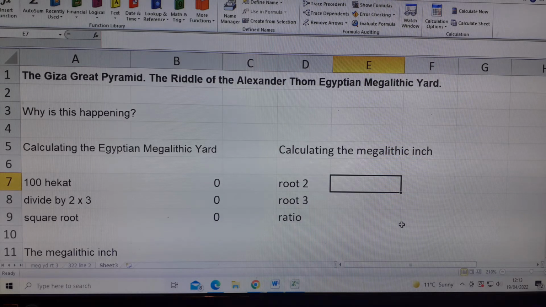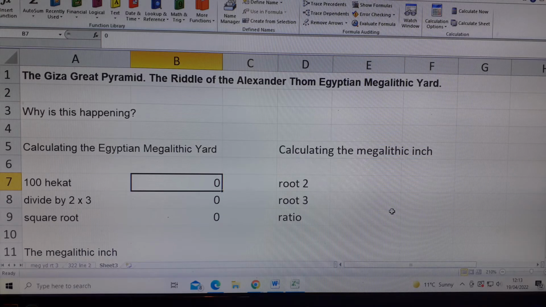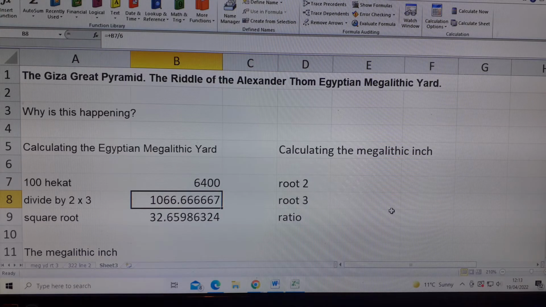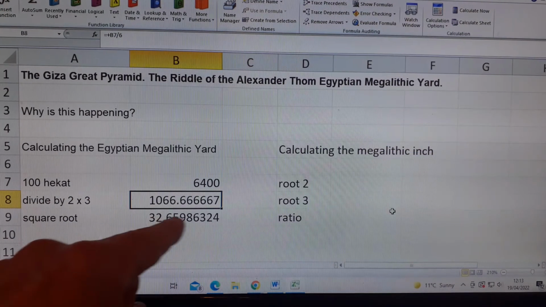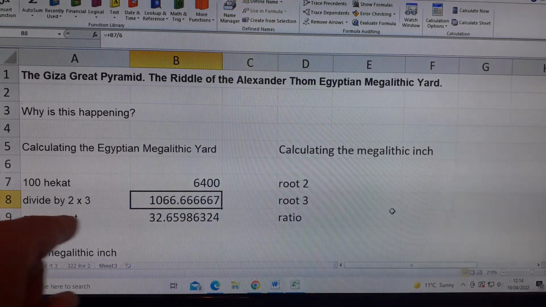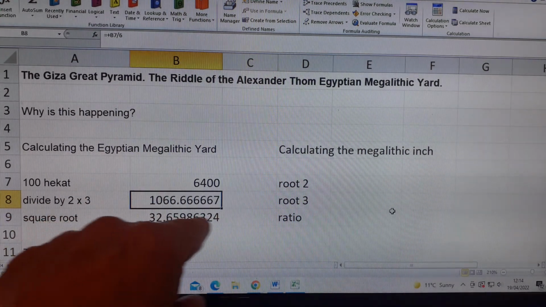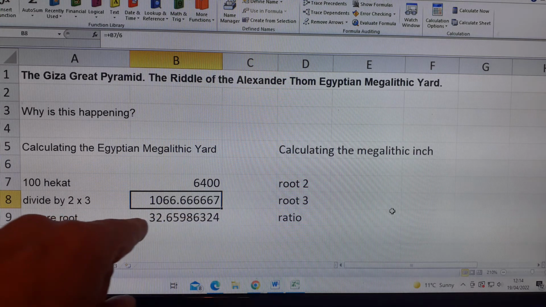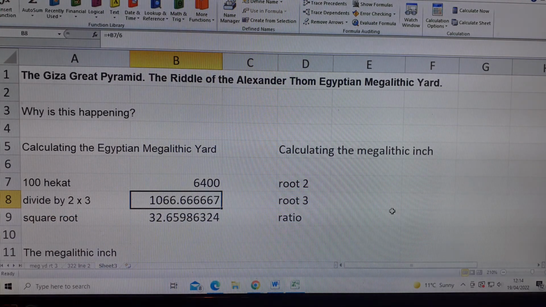And they were starting with the hecat. In many of these calculations, they start with the hecat. And in this instance, we're looking at 100 hecat, which is 64 times 100. So we put that in there. We divide by 6 and we get this number. And they knew that number. And they knew it was being produced by squaring this number, even if they didn't know what this number was exactly.